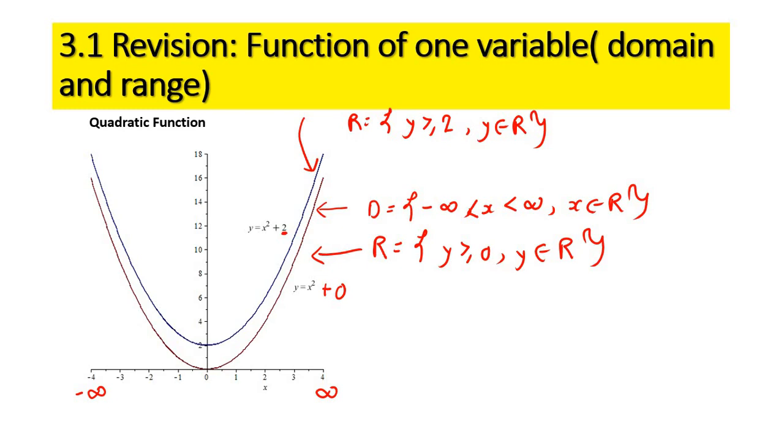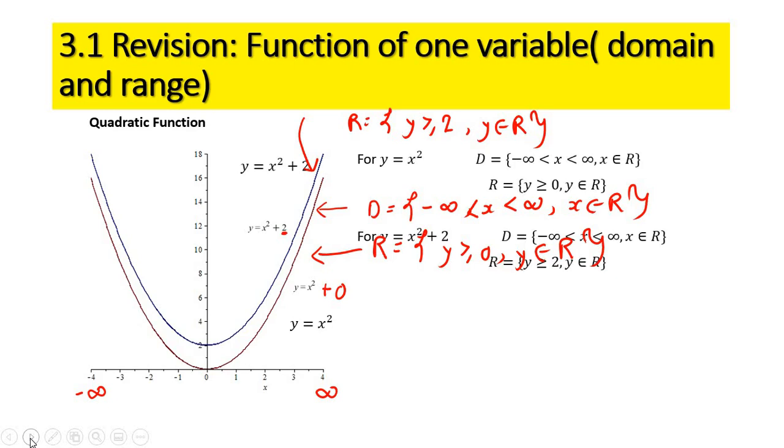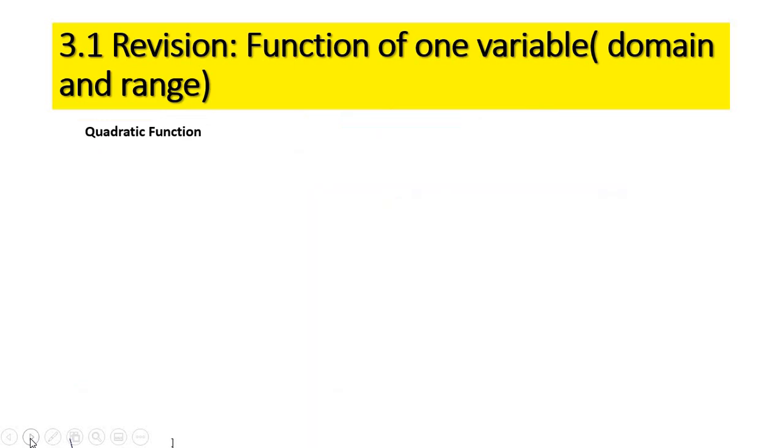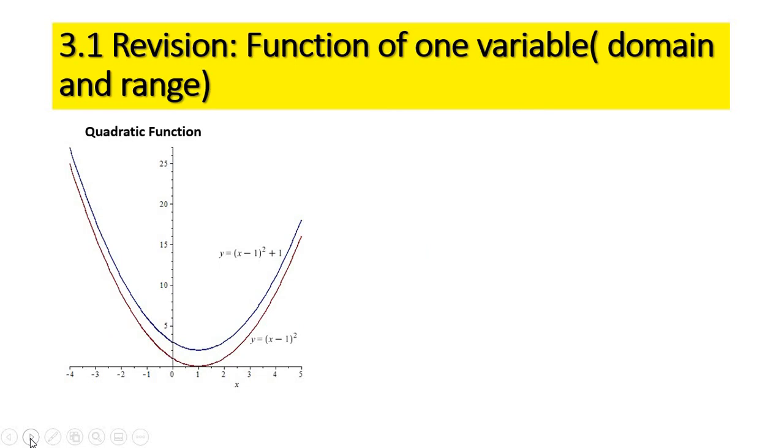Okay, is it clear? So domain is the x value, range is the y value, but this is a function of one variable. This one is almost the same. Let's skip to the next one.